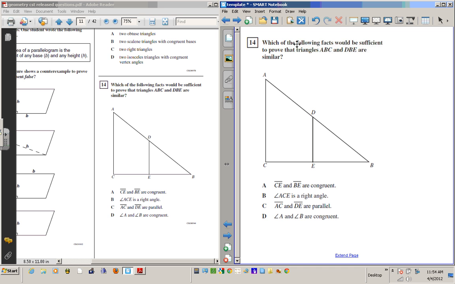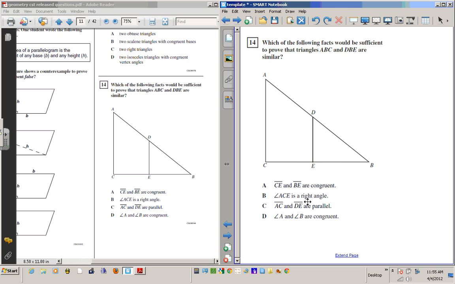Which of the following facts would be sufficient to prove that the triangles are similar? CE and BE are congruent. If this is congruent to that, that doesn't tell me anything. We're looking at the big triangle and the small triangle. These two are congruent, which just gives me S, because this won't be proportional to this in a ratio of 1 to 2. That's just S, which is insufficient.